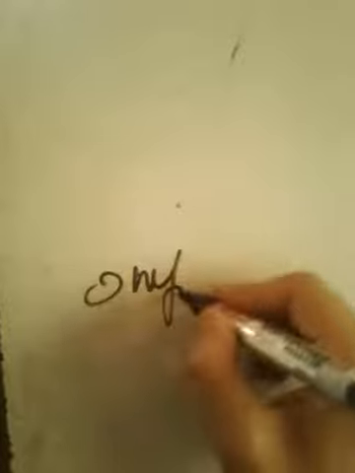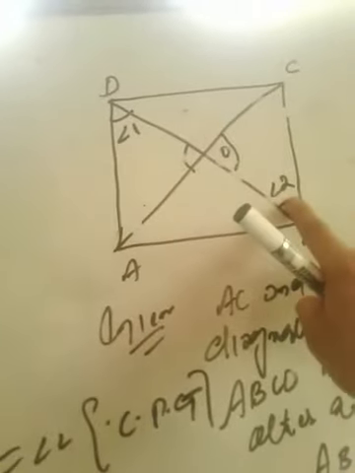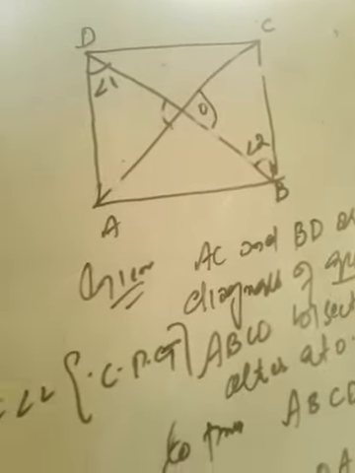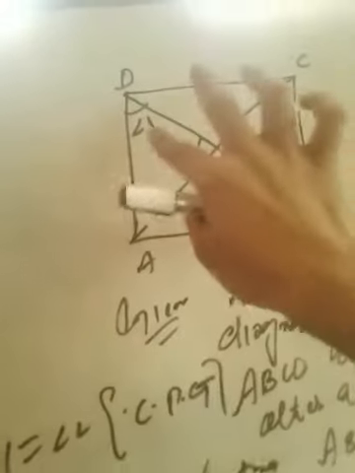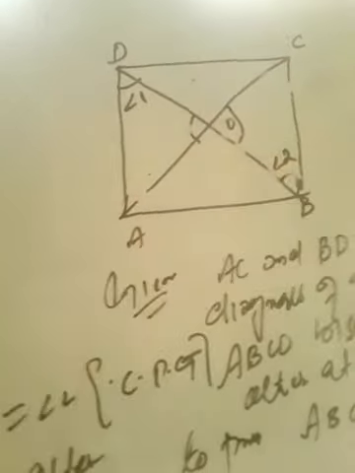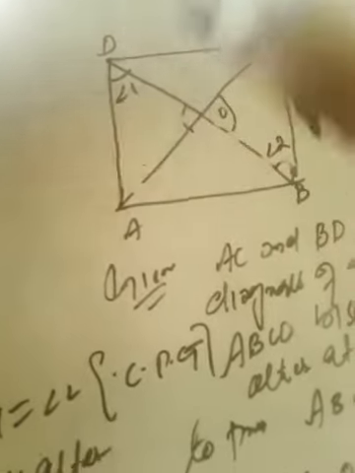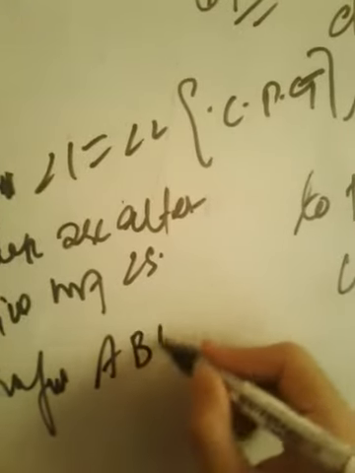Therefore, angle 1 equals angle 2 by CPCT, corresponding parts of congruent triangles. But these are alternate interior angles. So when alternate interior angles are equal, recall the lines and angles chapter, then the lines are parallel. Therefore AD is parallel to BC.